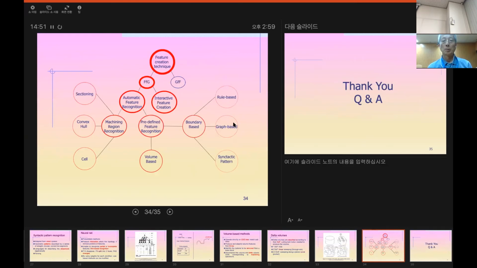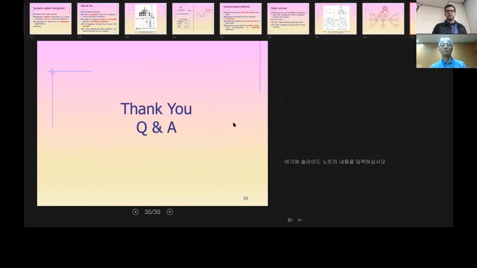The machining region has 3 subparts, which is sectioning, convex hull, and cell. And the difference between the predefined is that they do not compare to a library of predefined sets. Predefined has 2, which is boundary-based. Boundary-based further has 3, which is rule-based, graph-based, and syntactic. And also volume-based. And yeah, I guess that's it for my presentation.